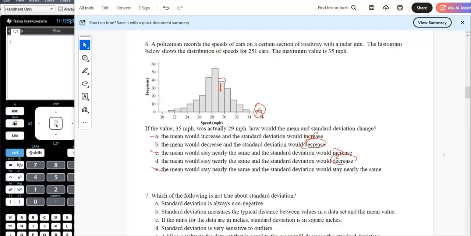So the mean would stay nearly the same? The mean would decrease. The mean's definitely going to decrease, right? So it's got to be B.